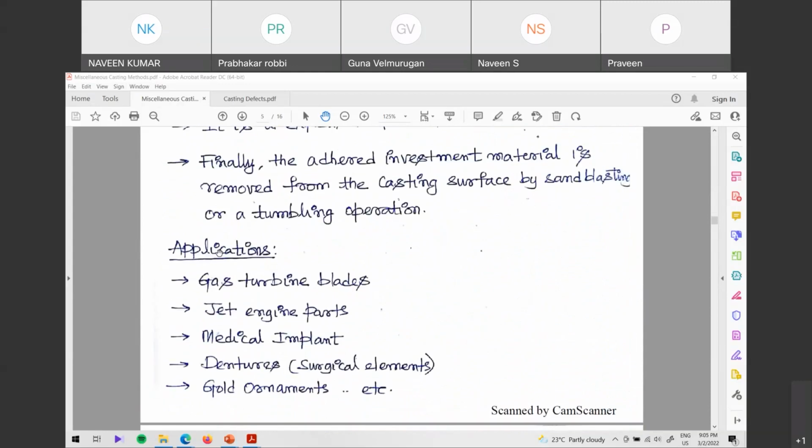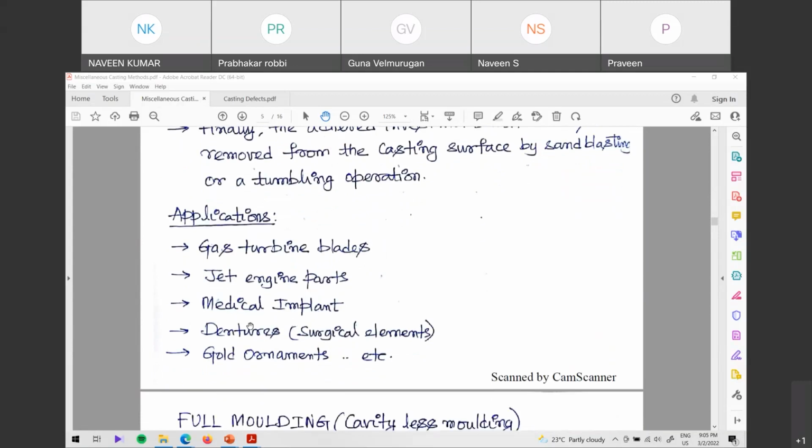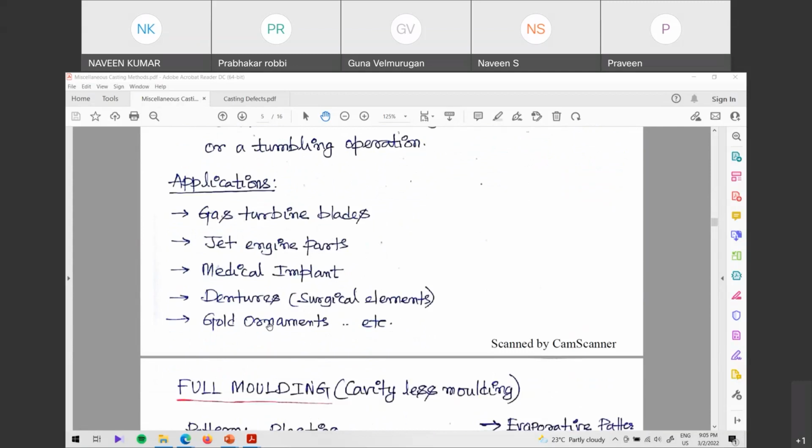Okay. And what are the applications of this? The applications of this are gas turbine blades, jet engine parts, medical implants, very important. Dentures, these are surgical elements, and gold. Even if you go to a gold shop and see some good designs made in the gold, some gold chains, maybe some gold items, especially for women, so many different fascinating designs are formed, and those complicated designs can be easily manufactured by using this investment casting. Okay, please do try to understand that.